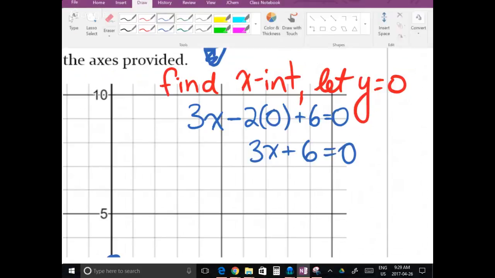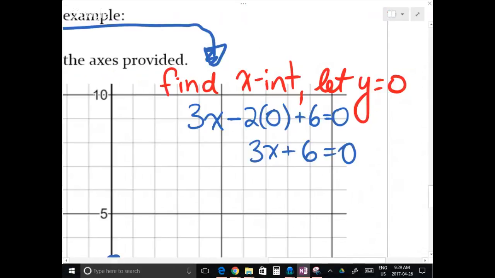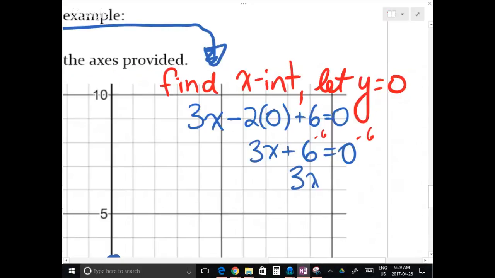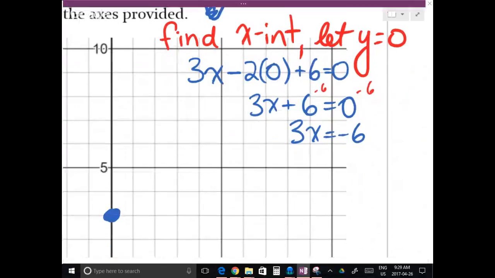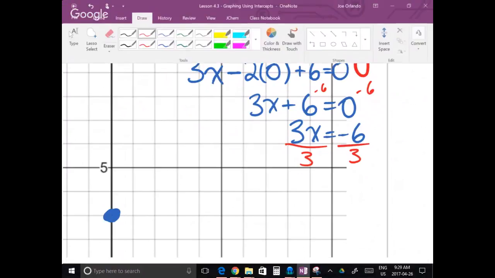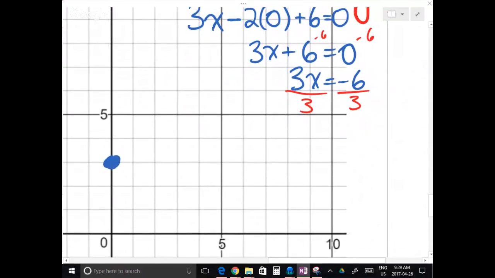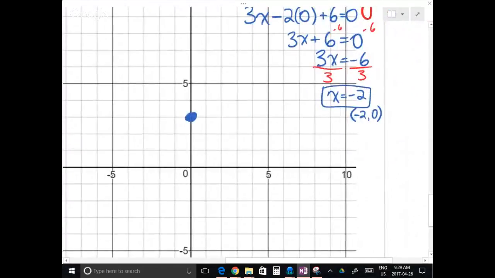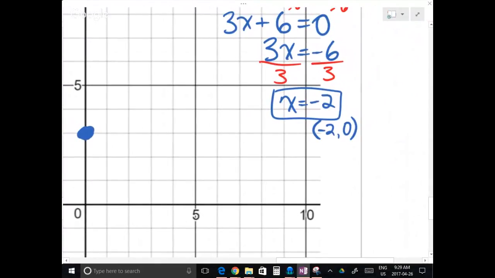What would you do next? Yeah, we'd subtract 6 from both sides. What will that give me? Great. And then what would you do? Divide by 3. And what will that leave me with? X equals -2. And that gives me the coordinate -2, 0. Because remember, this happens when y is equal to 0.